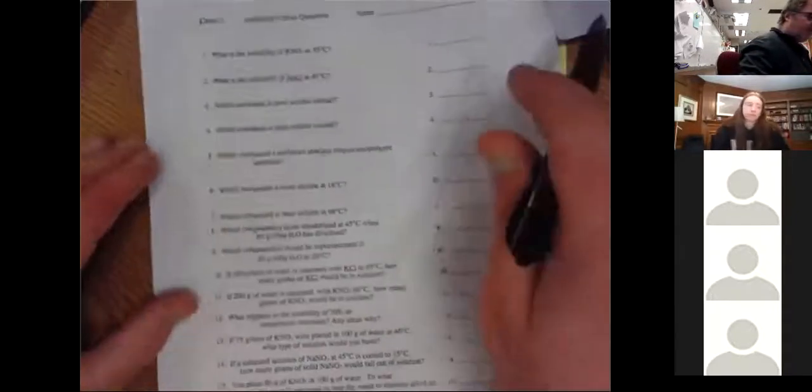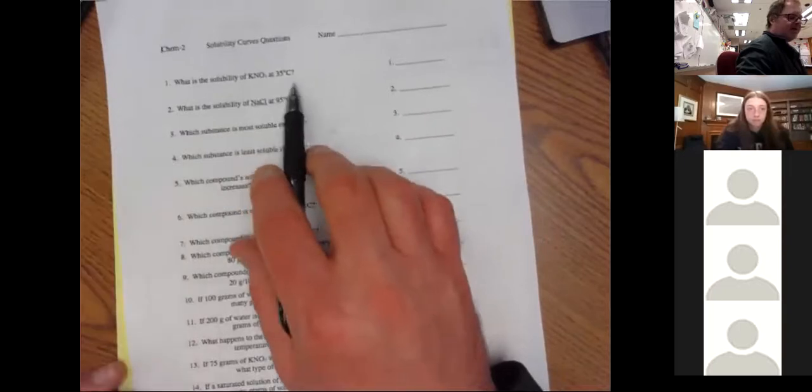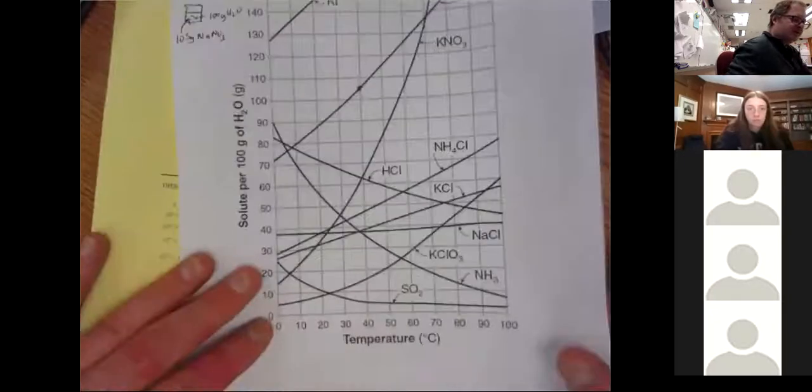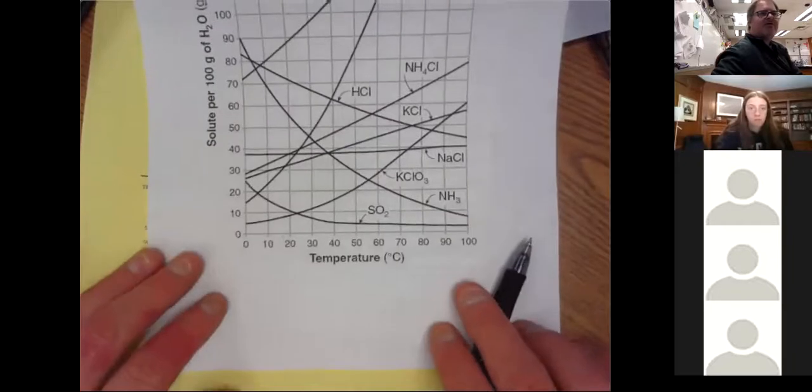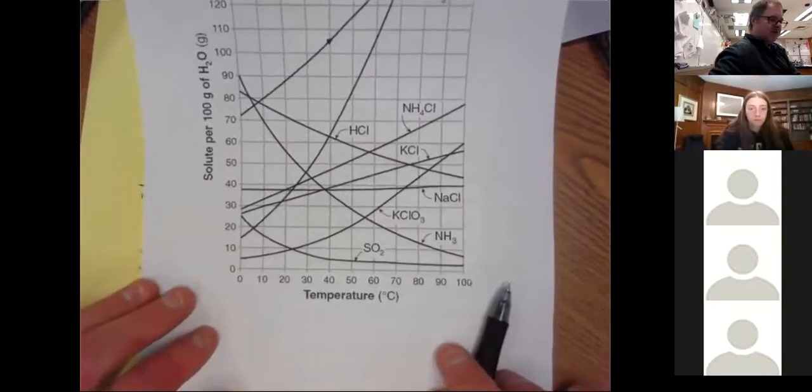So let's take a look here. What is the solubility of KNO3 at 35 degrees Celsius? So take a second before blurting out the answer. 35 degrees Celsius, was it KNO3? 35 degrees Celsius, KNO3. What do you think? Maybe type it in. I don't use the chat enough. I'll open the chat. So type it in there. If you want, you can send it just to me, if you're worried it'll be wrong.